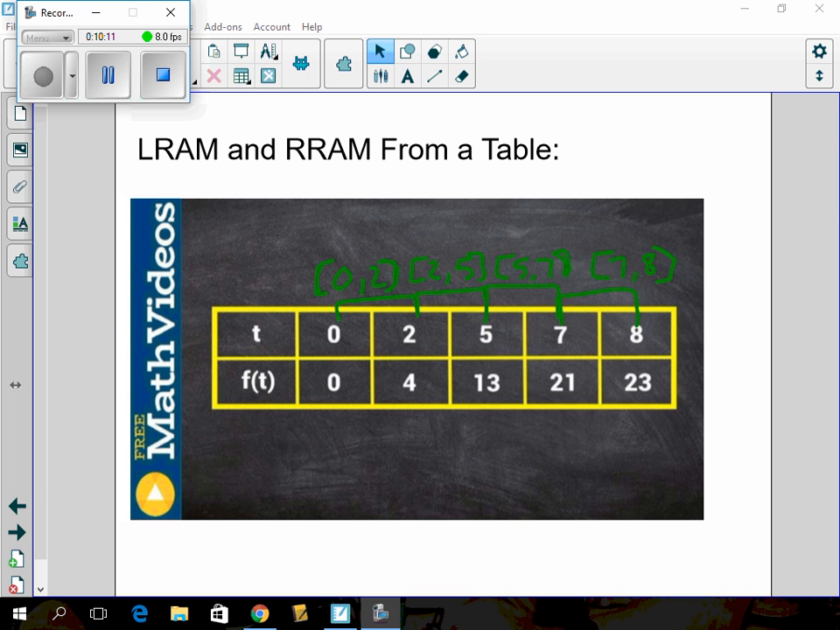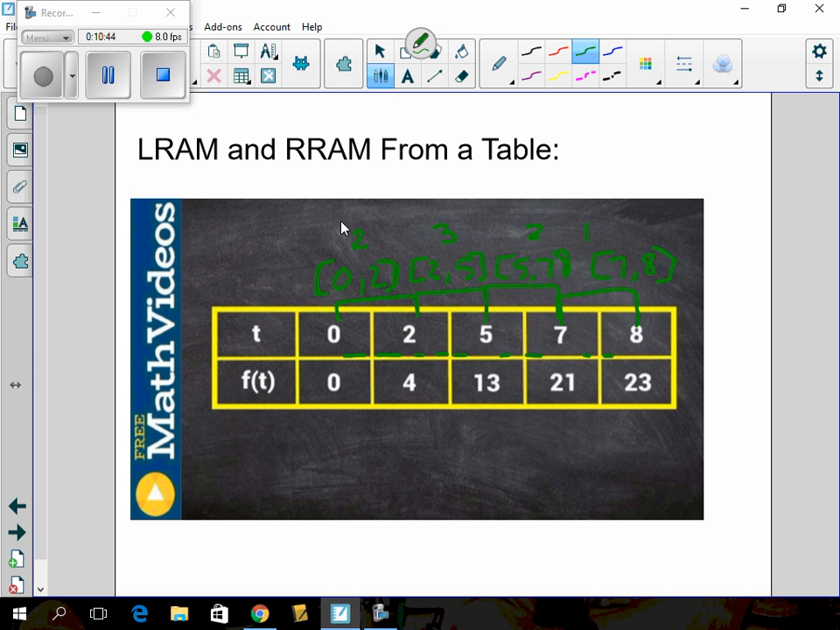So again, my width is my delta x. My width is my change in x. So from 0 to 2, that width is 2. From 2 to 5, that width is 3. From 5 to 7, that width is 2. And from 7 to 8, that width is 1. So from 0 to 2, I'm just going over 2 spaces. From 2 to 5, I'm going over 1, 2, 3. From 5 to 7, 2. And from 7 to 8, 1. So I'm just counting the difference between those two numbers.